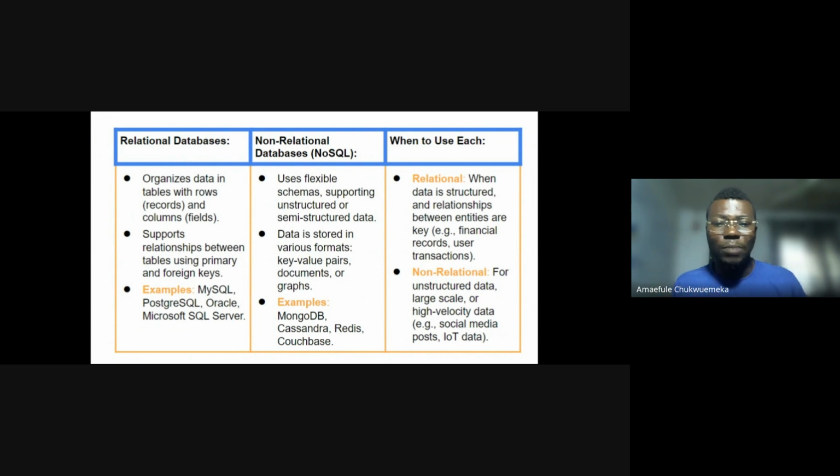Now let's understand better what a non-relational database really is. A bit about it. So a non-relational database allows flexible schema. What is flexible schema?